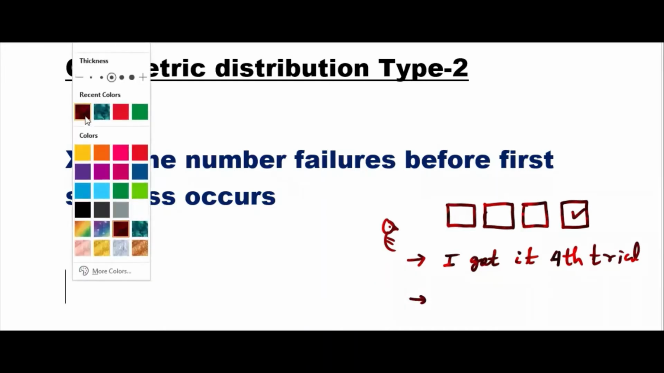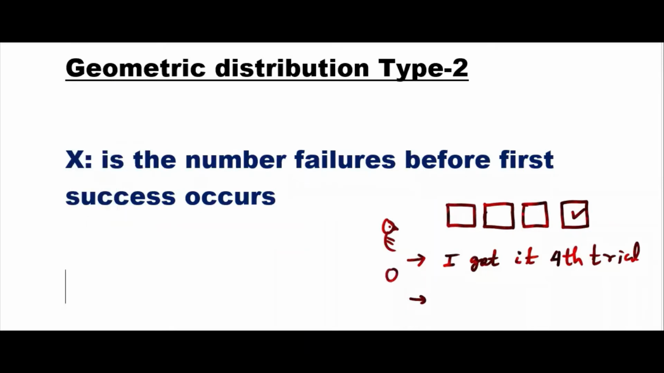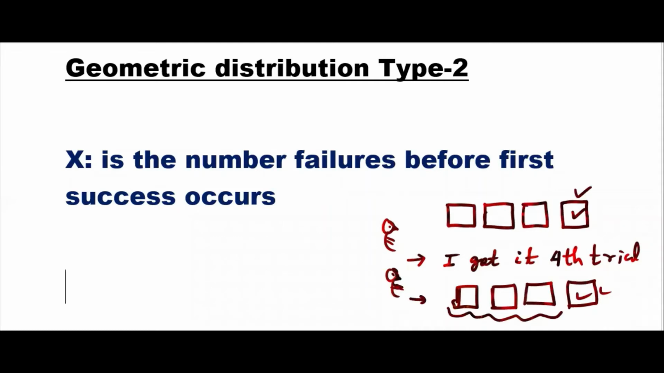That means this guy will not count the first success, okay, he counts the number of failures before the first success. So he will not count this one. He says, okay, he got it, that's fine, but how about this? So you are making the subject the failures before getting the first success.